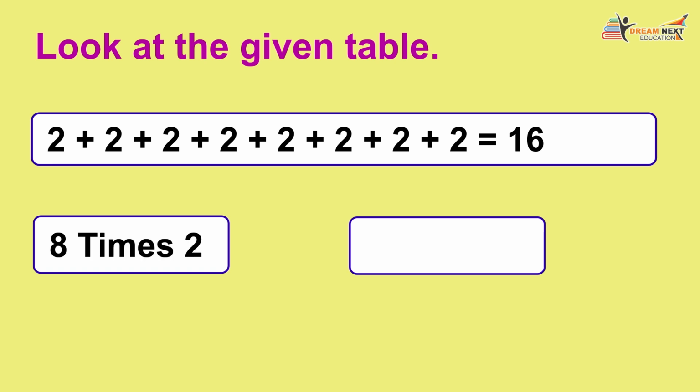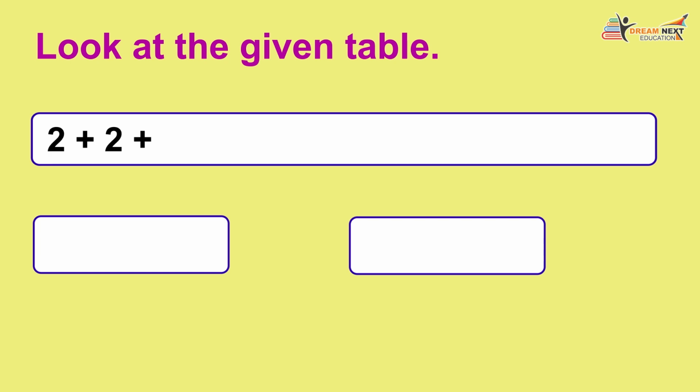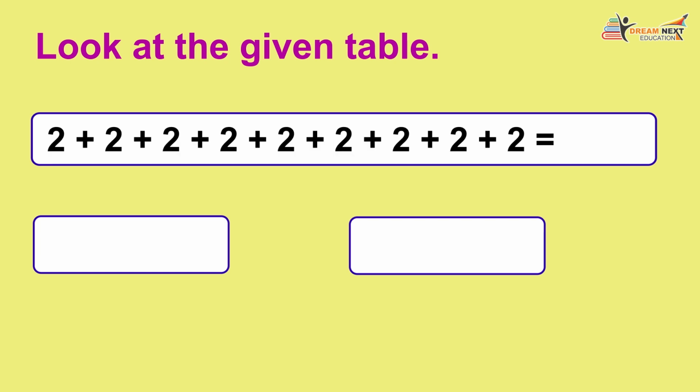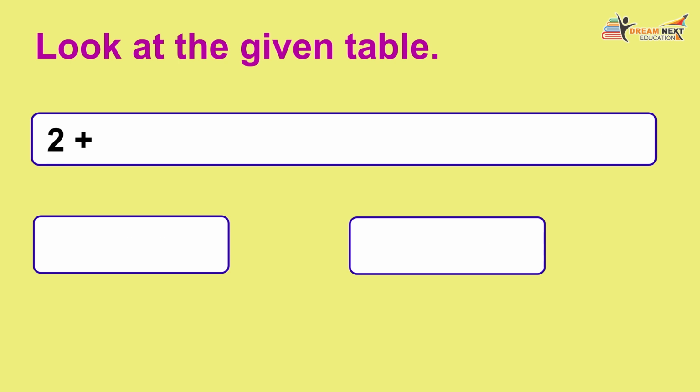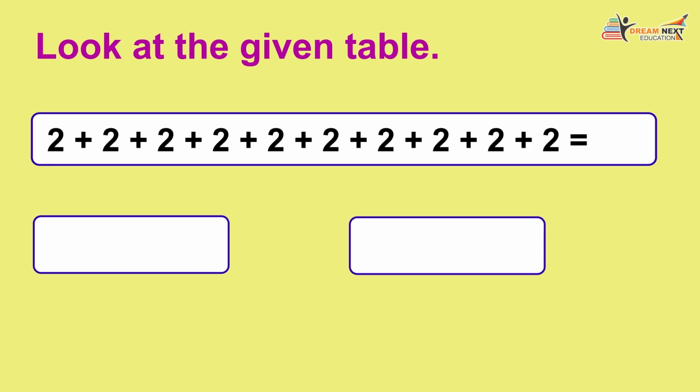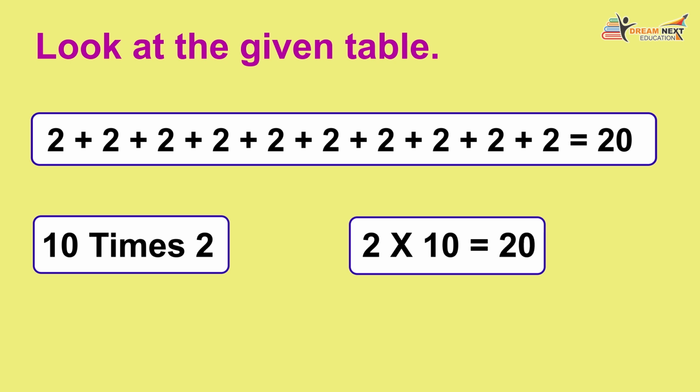8 times 2. 2 into 8 is equal to 16. 2 plus 2 plus 2 plus 2 plus 2 plus 2 plus 2 plus 2 plus 2 is equal to 18. 9 times 2. 2 into 9 is equal to 18. 2 plus 2 plus 2 plus 2 plus 2 plus 2 plus 2 plus 2 plus 2 plus 2 is equal to 20. 10 times 2 is equal to 2 into 10 is equal to 20.